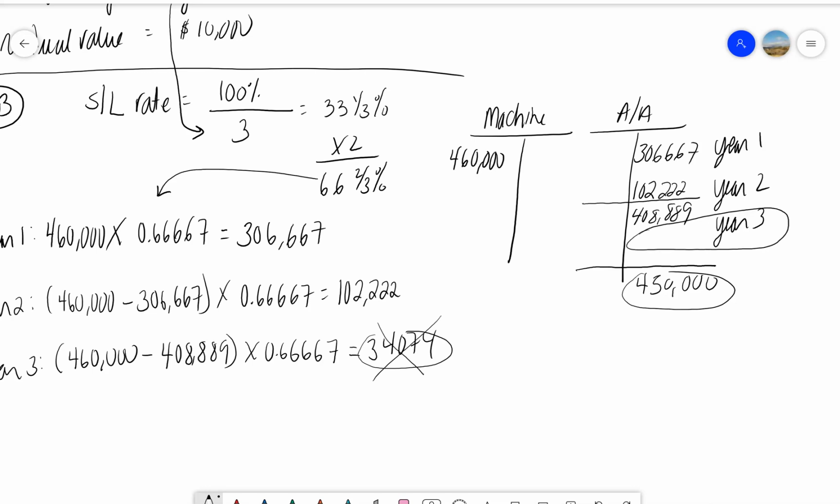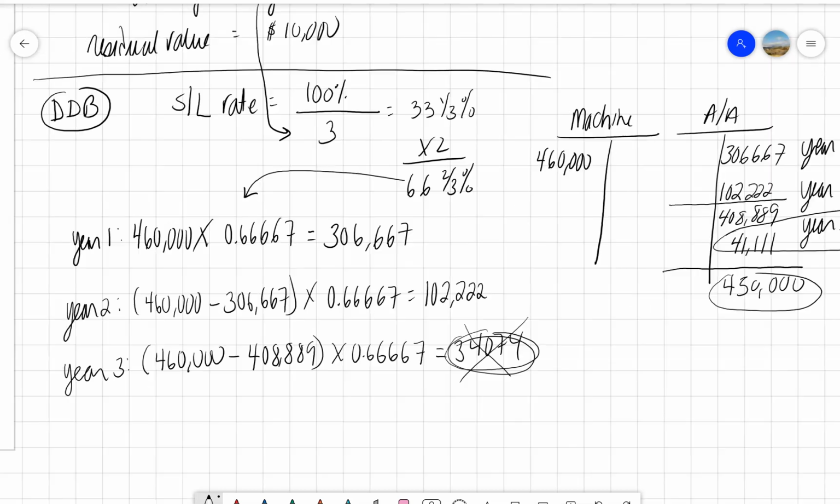How do we get to where we want to be, the $450,000? Well, in order to get to that, we have to record amortization in year three of $41,111. So the final year is just going to be a plug number. It might be more than what we calculate, or it might be less. That's just going to be a plug number. And so that's how we work the double declining balance rate.